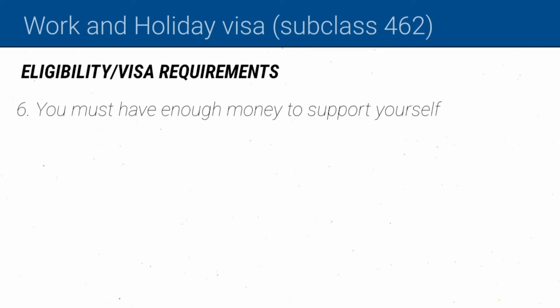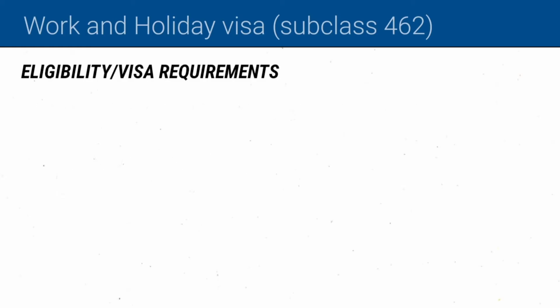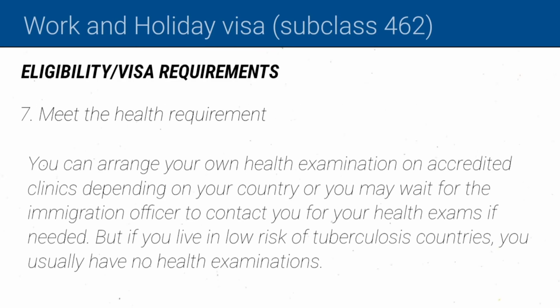Number 6, you must have enough money to support yourself while you are in Australia, about 5,000 Australian dollars excluding your tickets. Number 7, you meet the health requirement. You can arrange your own health examination at accredited clinics depending on your country, or you may wait for the immigration officer to contact you for the health exams if needed. But if you live in a low-risk tuberculosis country, you usually have no health examinations.